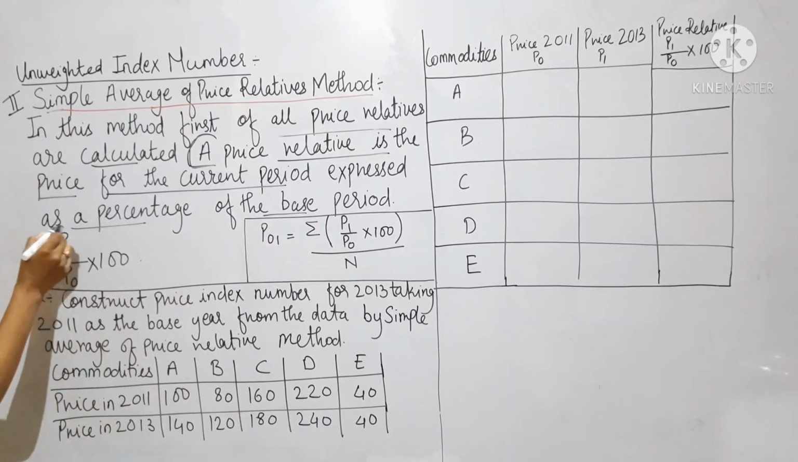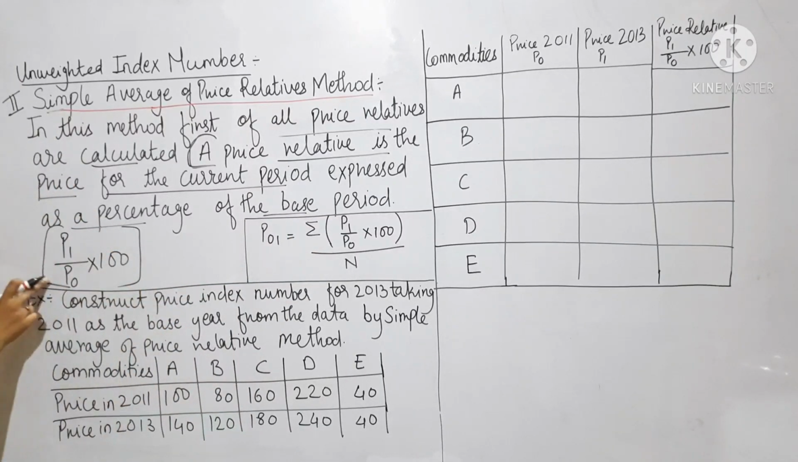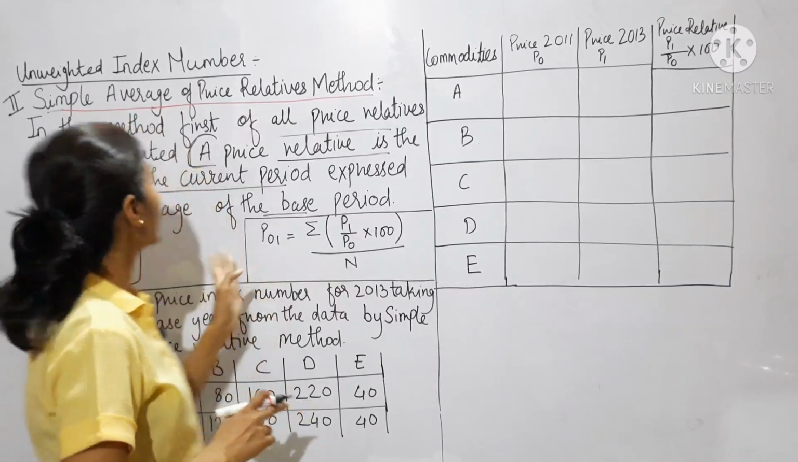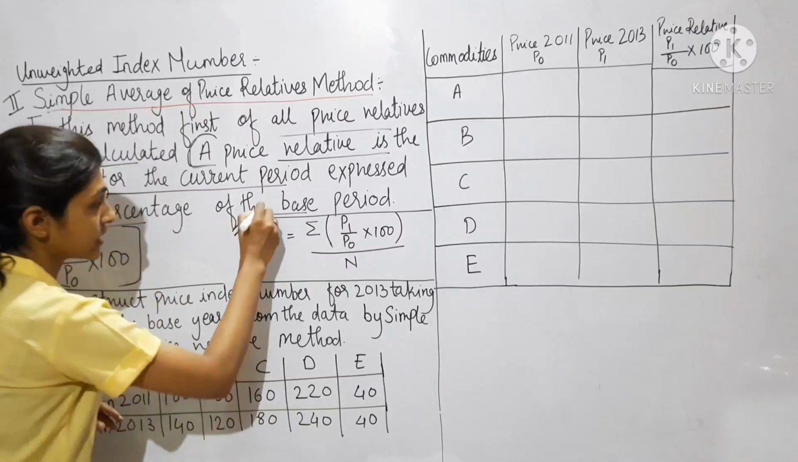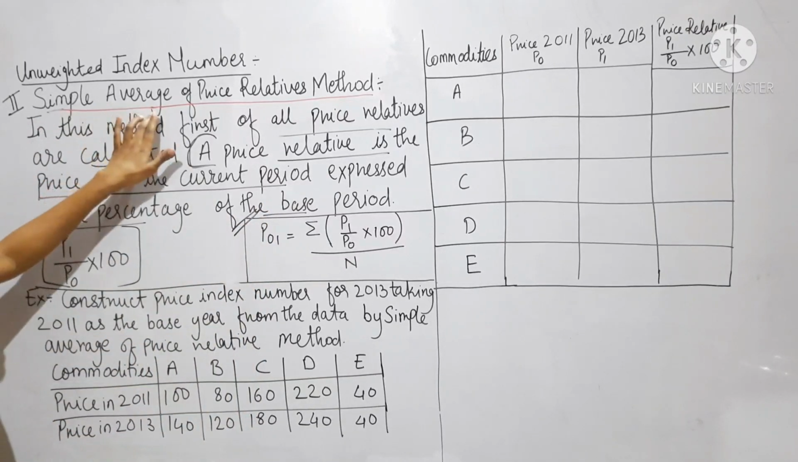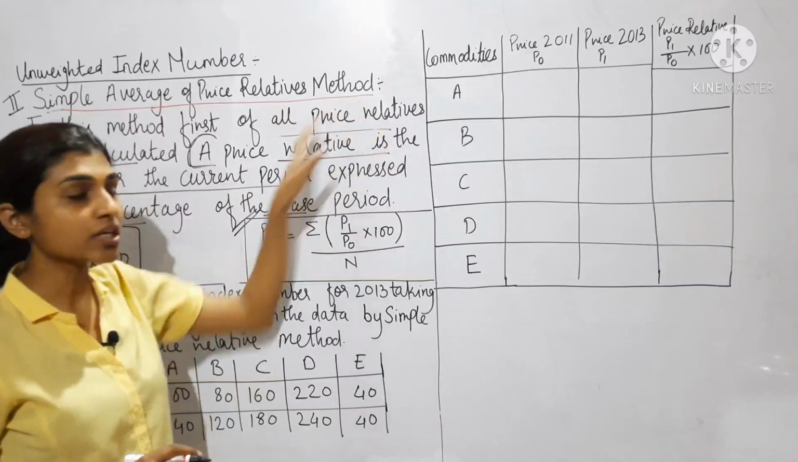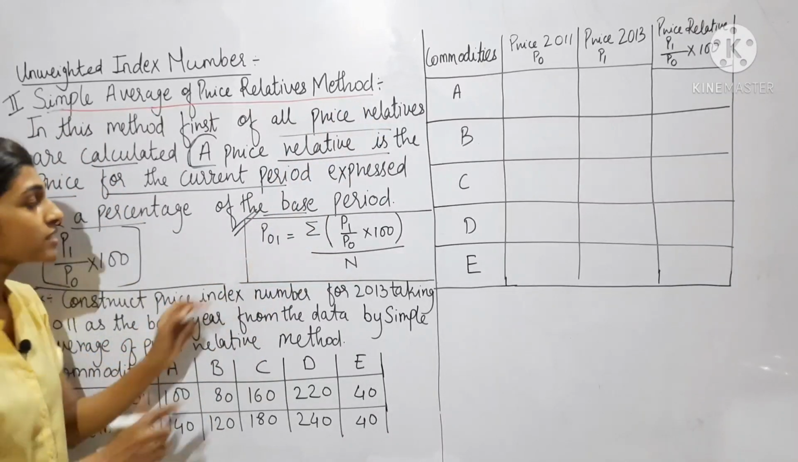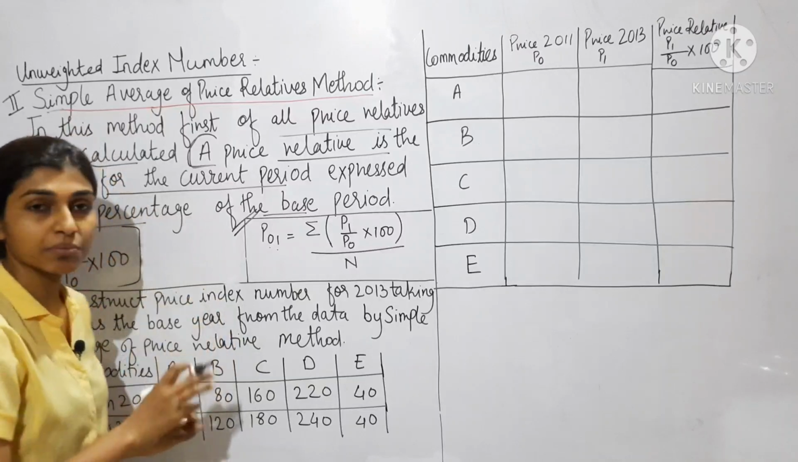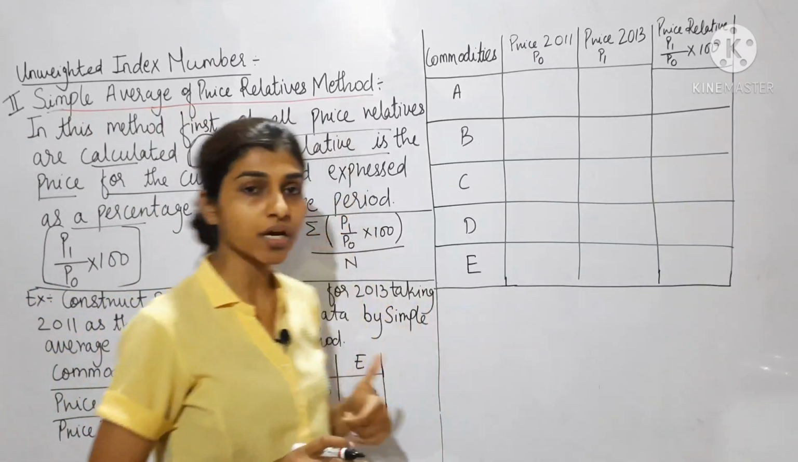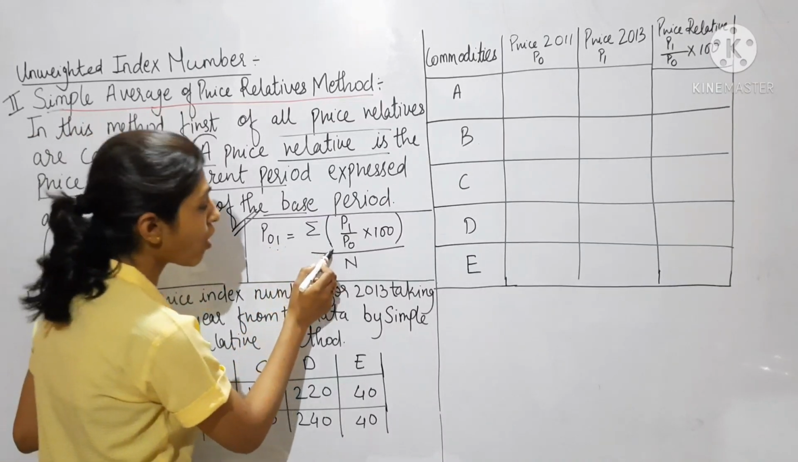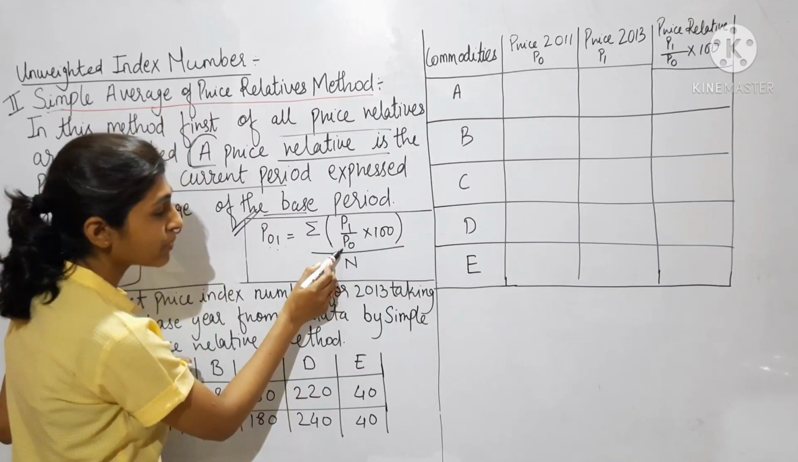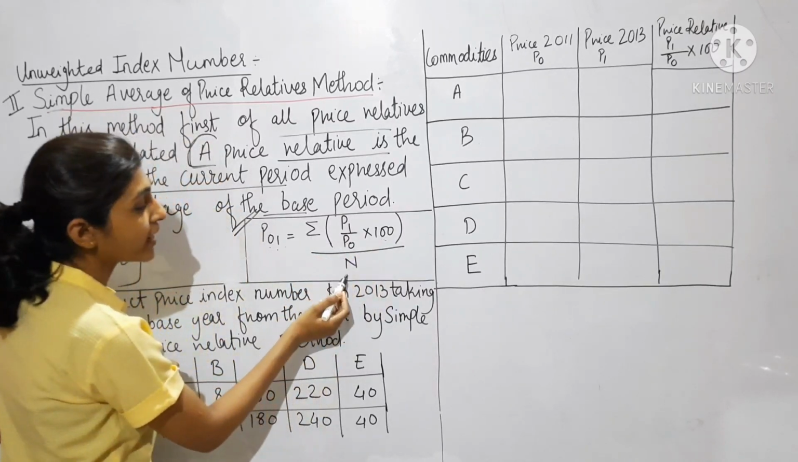This is expressed in the formula P1 divided by P0 multiplied by 100. Now to find simple average of price relative method, the formula is P01, where P means price, 0 means base year, 1 means current year. P01 is equal to summation, sigma of bracket P1 divided by P0 multiplied by 100, divided by N.